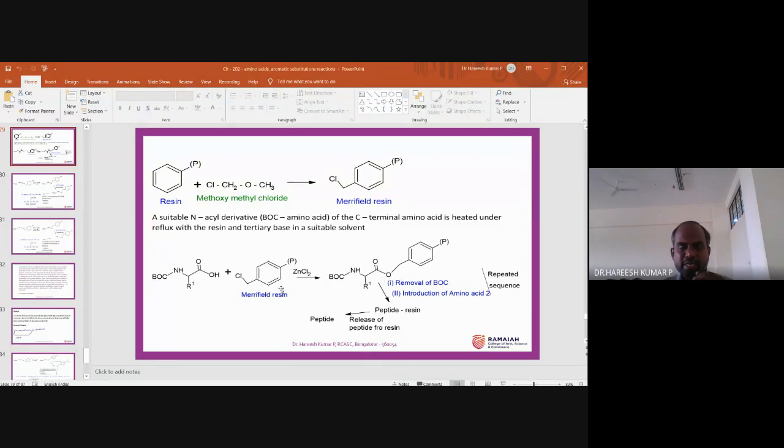So what I am saying is, it's a resin. When the resin is treated with the C-terminal end of the amino acid, there will be a bond formation with removal of H and Cl. The resin is insoluble in the reaction media and the amino acid is soluble. Once the bond forms, the material will be like this: the resin is not soluble, but the amino acid part is soluble in the reaction media.